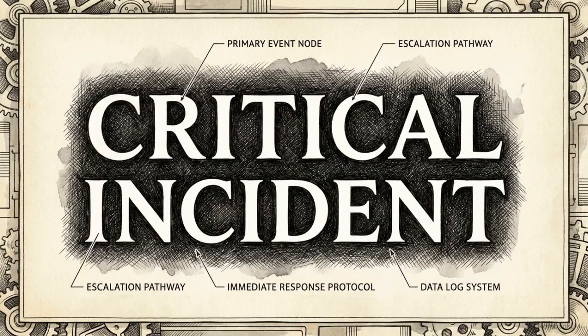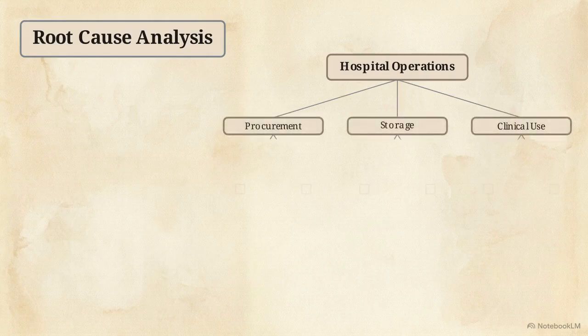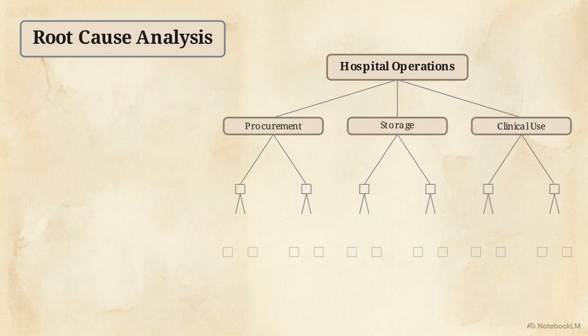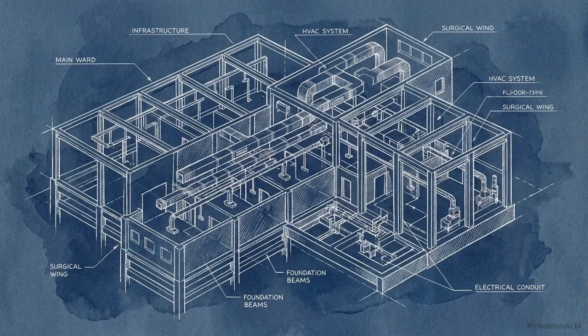This logic tree represents a root cause analysis, the JCI mandated comprehensive response to a sentinel event. The hospital must dissect its entire operation to find the exact point of failure. To do this, investigators rely entirely on the intervention logs. The documentation of lot numbers, quarantine times, and tracking data serves as the raw, unfiltered evidence required to trace the error back to its origin. Exhaustive documentation provides the architectural blueprint required to prevent future catastrophic failures.